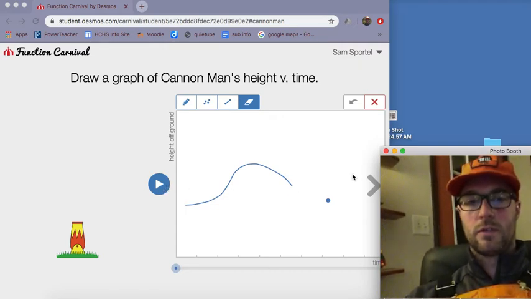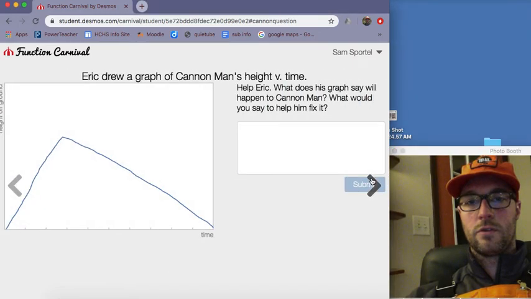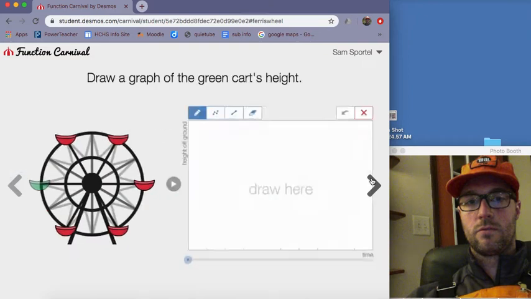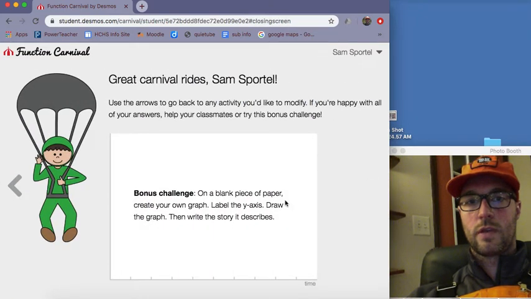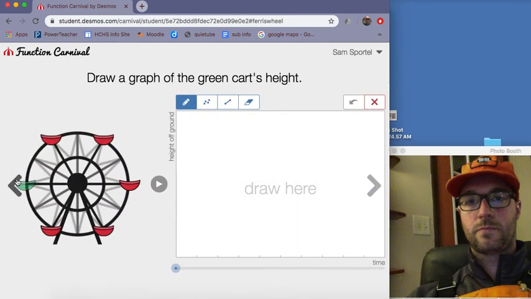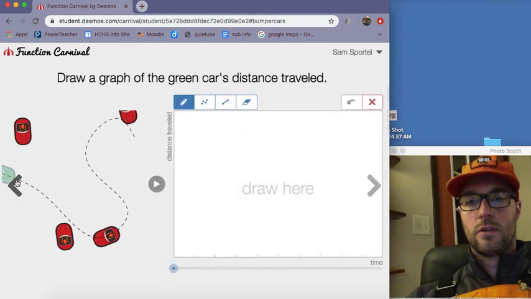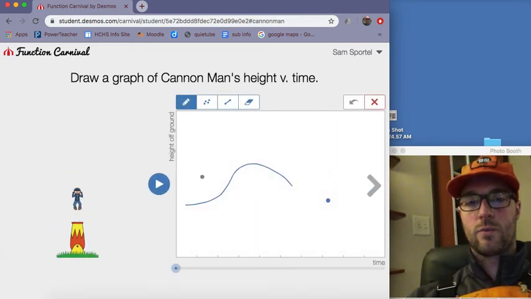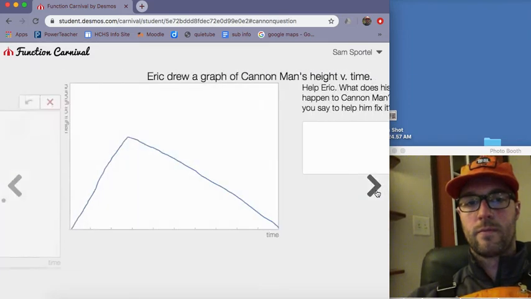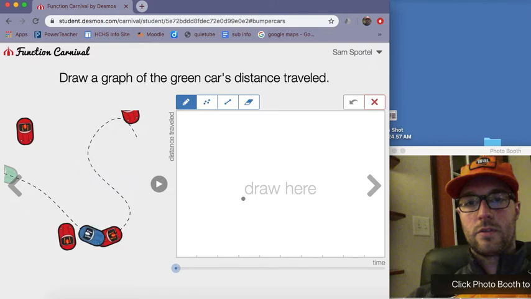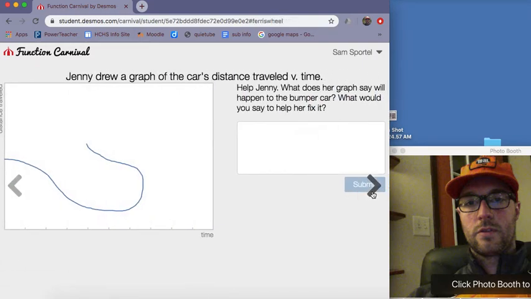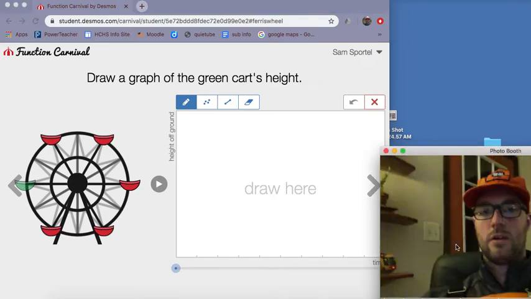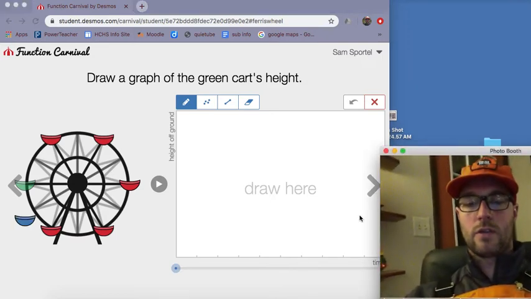There's 3 different ones. And what you'll do is at the end, as you go through, don't worry about the bonus challenge at the end. This I will not be assessing. But what I want you to do is take a picture of each graph. So when you're done with this graph, take a picture of it. When you're done with this graph right here, take a picture of it. And when you're done with this graph, take a picture of this as well. So when you turn this in, you'll actually turn in 3 different screenshots.